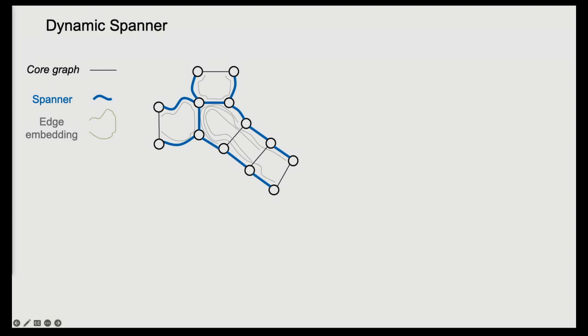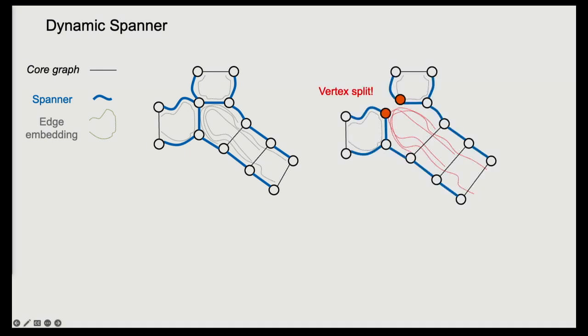Okay, now let's make it dynamic. The hardest thing that we have to deal with is that the vertices could split. People have worked on dynamic spanners before, but never on dynamic spanners with vertex splits, and the techniques until this paper couldn't really deal with it. So now if I split that vertex, I break all of these embedding paths, right? So I don't have a spanner anymore. So how are we going to fix that?